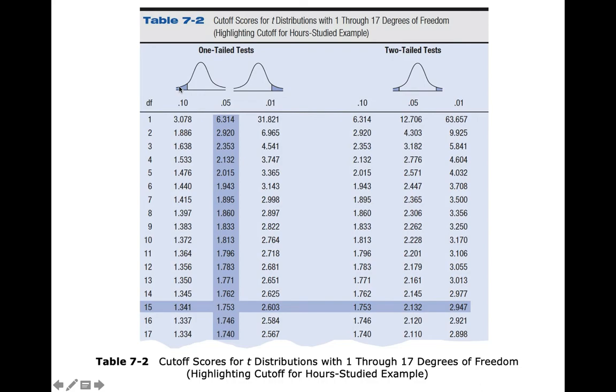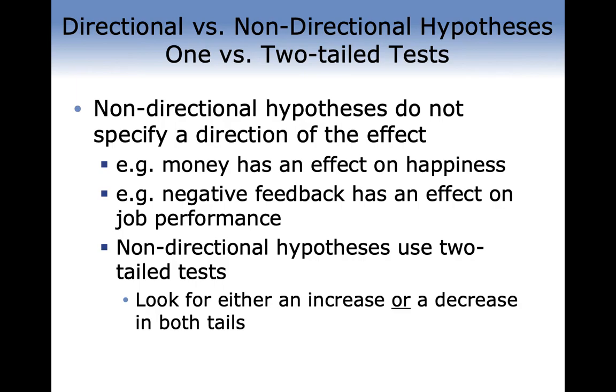We can contrast that with non-directional hypotheses. A non-directional hypothesis does not specify a direction of the effect. So for instance, we might just have the prediction money has an effect on happiness. I think that lottery winners are going to feel differently in some way than the average person. Maybe they'll be more happy, but maybe they'll actually be less happy because with all the money, it's a new lifestyle, it's a whole new set of problems. It brings stress. A bunch of people looking for handouts, right?